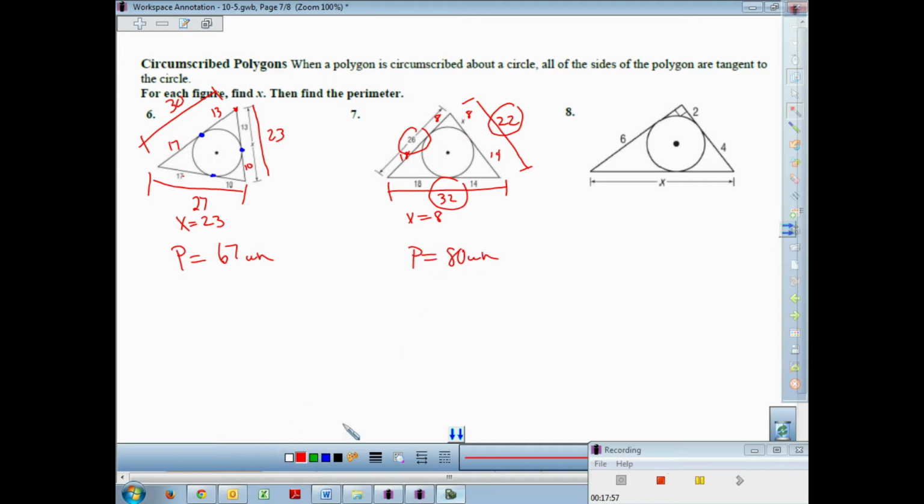Last one of these. This little guy is 2, that little guy is 2. That's 6, this has got to be 6. This is 4, that's got to be 4. And that means that this whole length right here is 10, aka x is 10. This is 6, and this is 8. And the perimeter would be 24 when you add all those together. You can see it was a right triangle, 6, 8, 10, very popular right triangle.